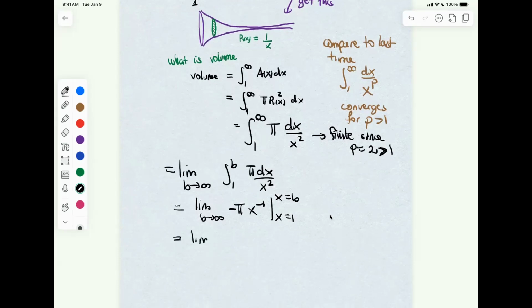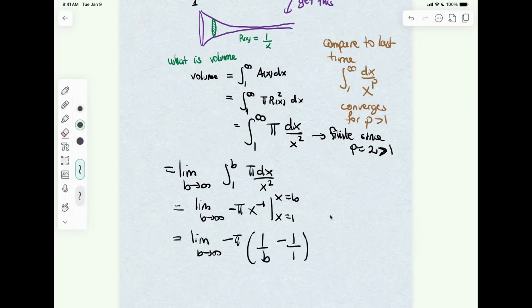So you just get the limit as b goes to infinity of negative pi times (1 over b minus 1 over 1), which is just going to be pi.